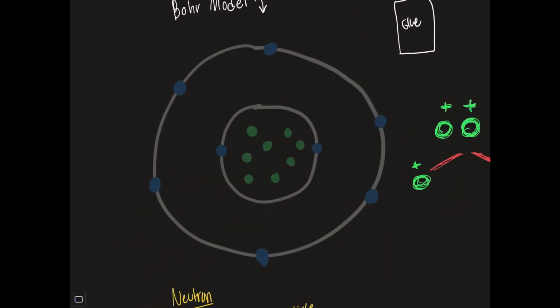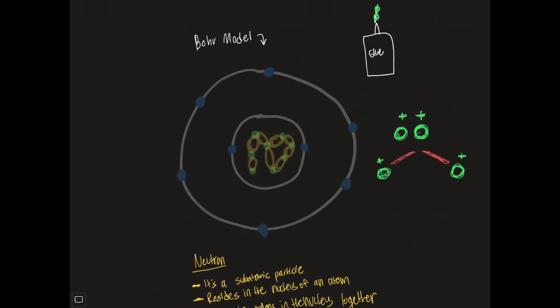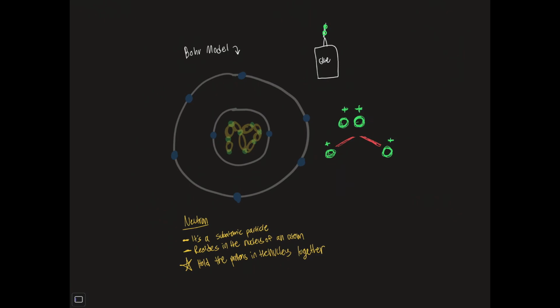8 neutrons to hold this together, right? 1, 2, 3, 4, 5. Oops. 1, 2, 3, 4, 5, 6, 7, 8. Right? These are all holding the protons together. And so that's the function of a neutron.